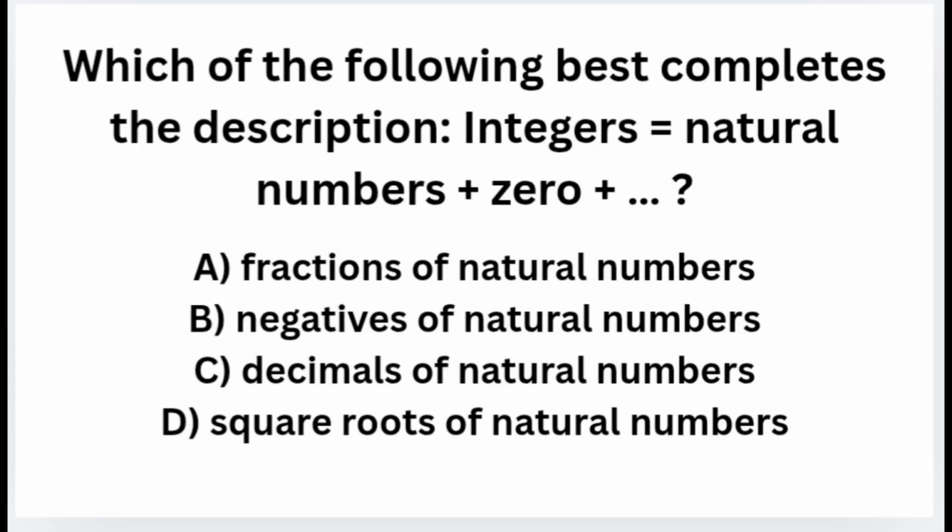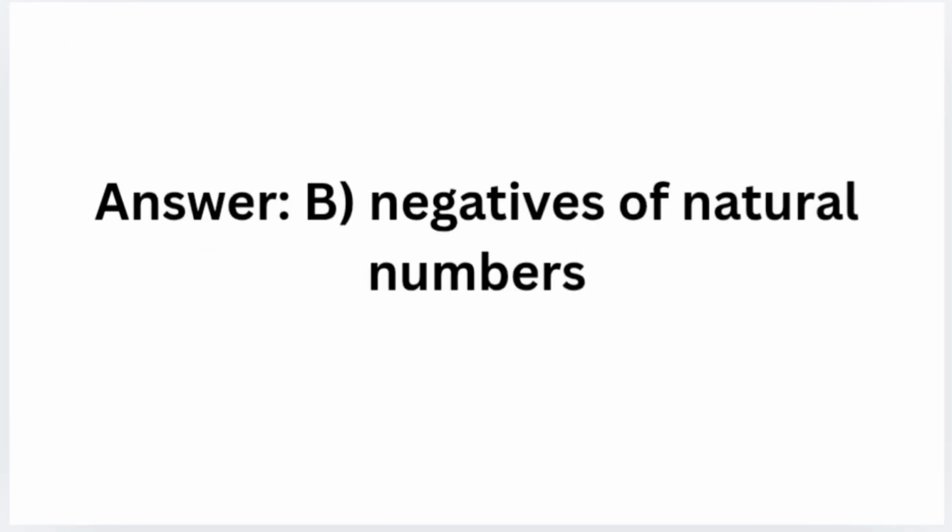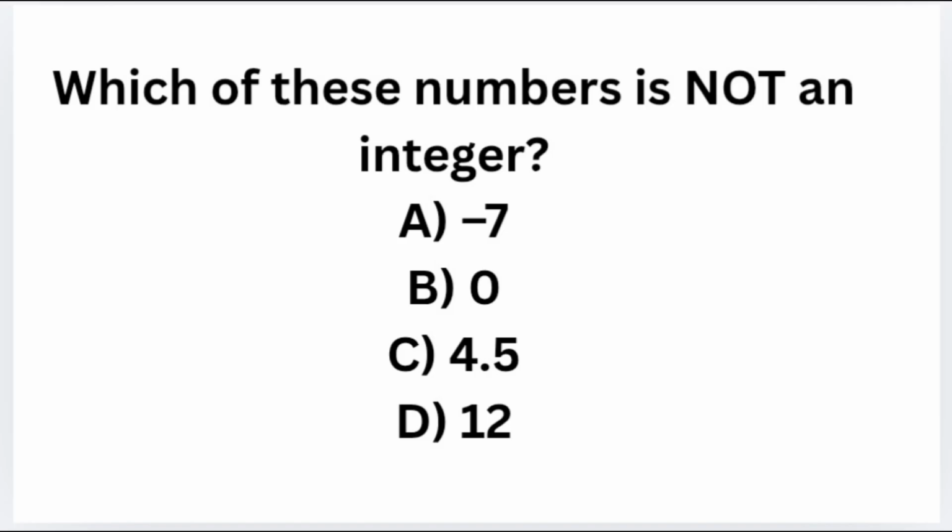Question number 2. Which of the following best completes the description? Integers equals natural numbers plus 0 plus question mark. A. Fractions of natural numbers. B. Negatives of natural numbers. C. Decimals of natural numbers. D. Square roots of natural numbers. The correct answer is B. Negatives of natural numbers.